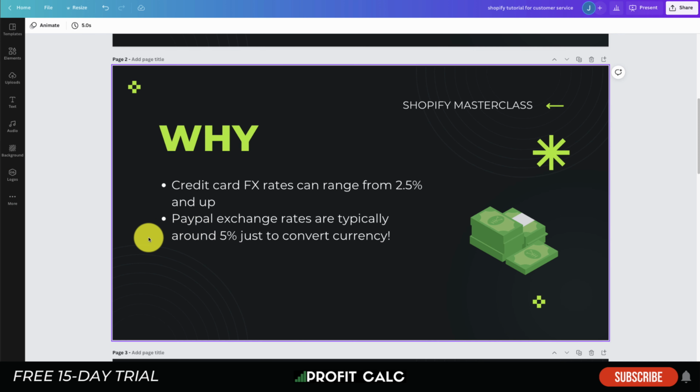On the revenue side, if we look at PayPal specifically, the exchange rates are around 5% just to convert the currency. So if you get paid in US dollars because your Shopify store is in US dollars, but you want to convert it to euros or Canadian dollars, you're going to pay a premium just to convert that.